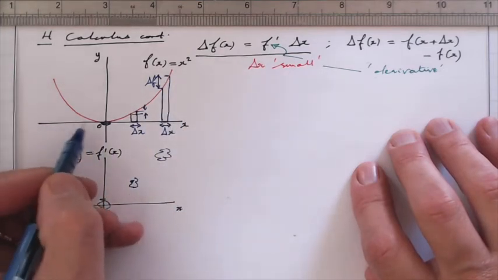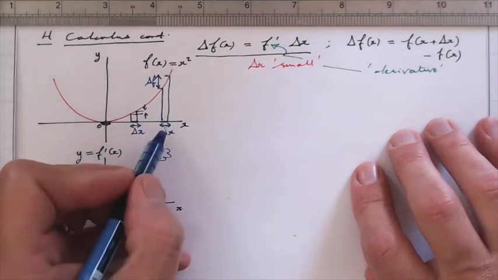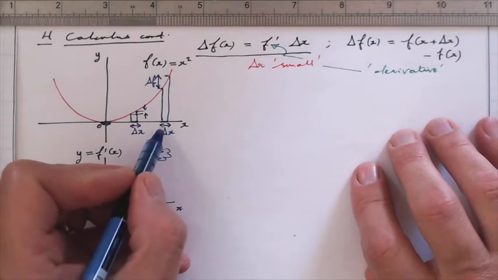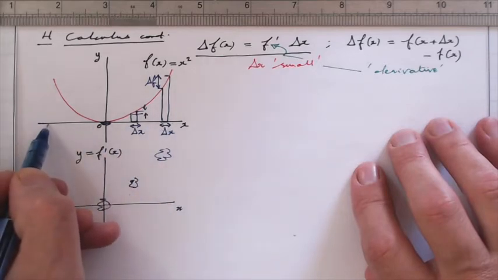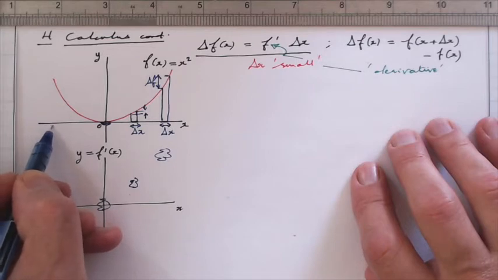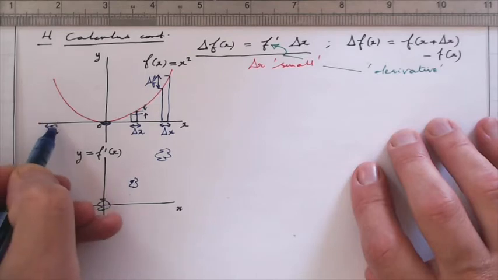So let's look on the negative side. Let's look, say, at this fairly large value of x. Now, the negative one, so the same magnitude but negative. Okay, so there's my change in x.